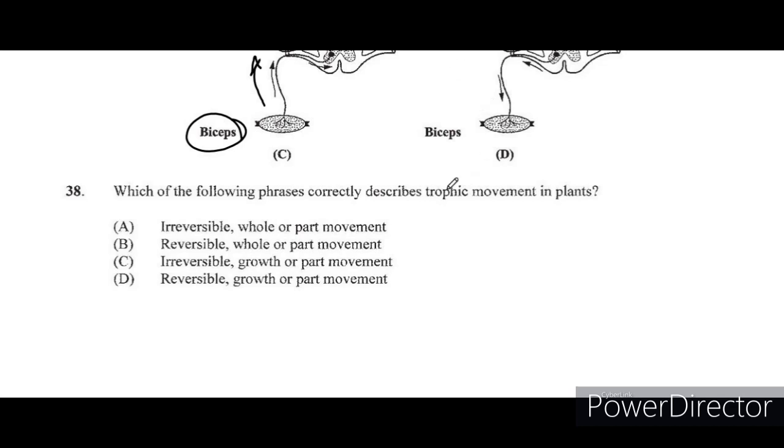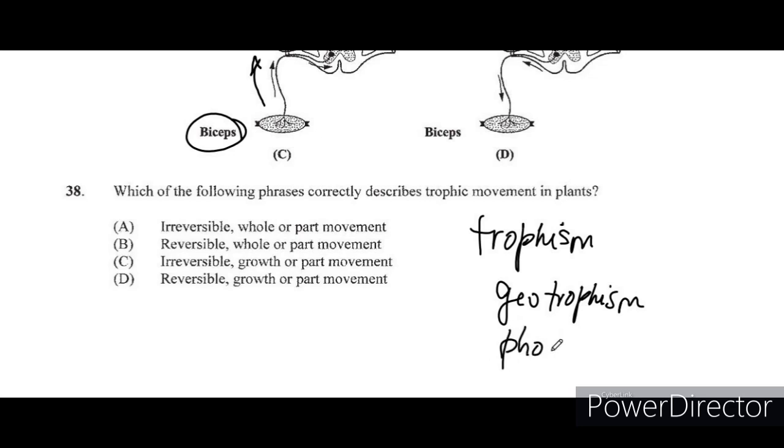38. Which of the following phrases correctly describes the trophic movement in plants? So I think most of them are tropism. So we have geotropism, there are a lot more. Phototropism. That is growth in response to a certain stimulus. So phototropism would be in response to light, and most times they're reversible, I believe, and growth or part movement. The whole thing does not move, it's just a part. So 38, I'd say is D.